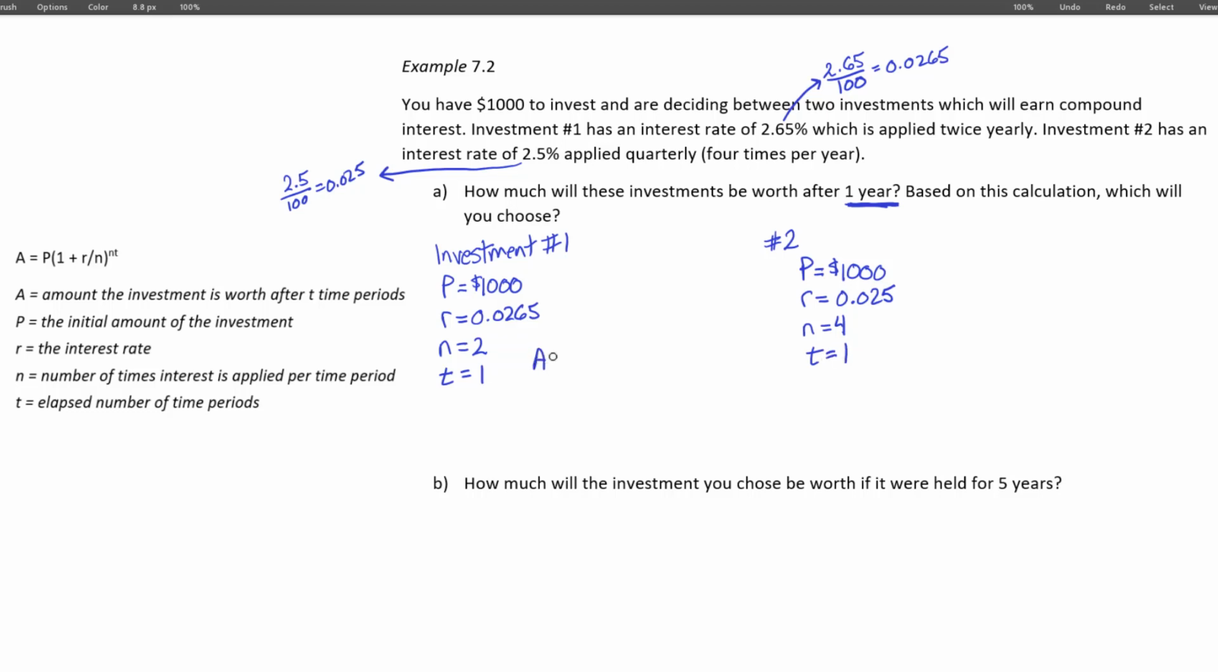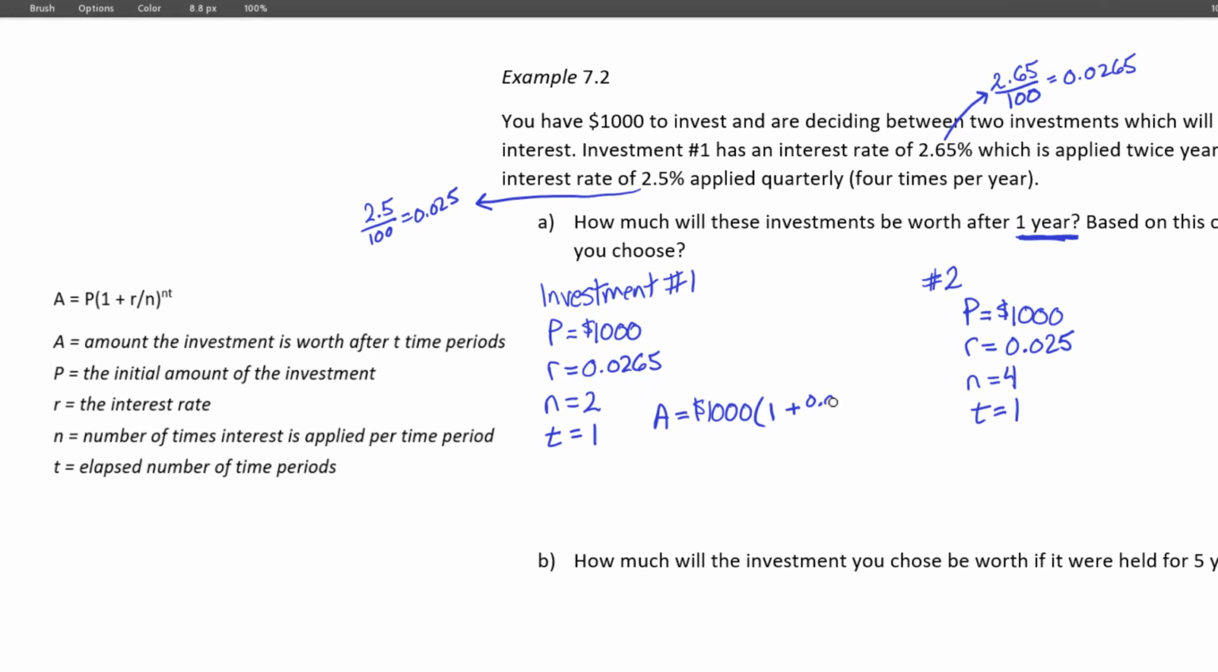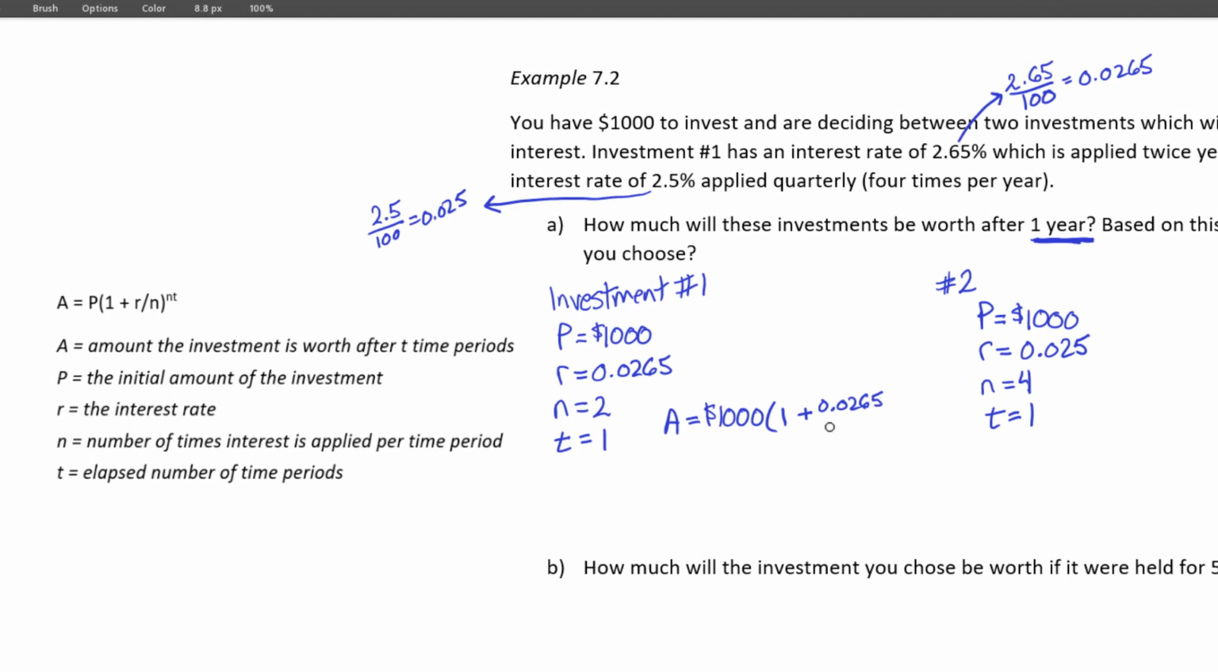Applying the formula for investment number 1, we have that after 1 year, it's going to equal $1,000 times, open parentheses, 1 plus 0.0265 divided by N, which is 2. And then we have this exponent, N times T. I'm going to use square parentheses to show this. N is 2 and T is 1.